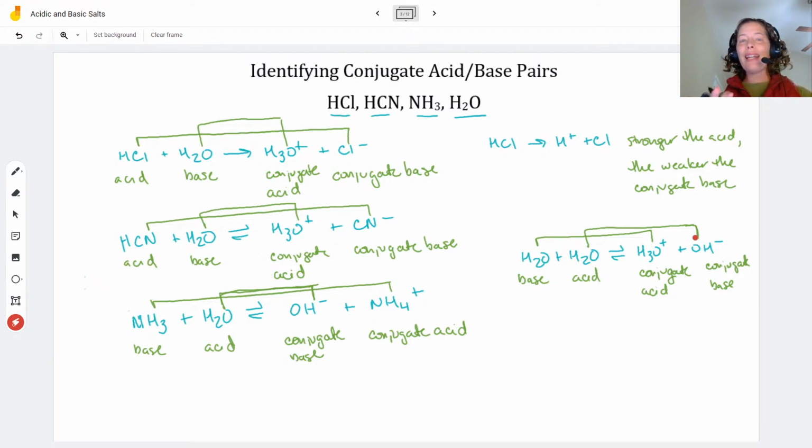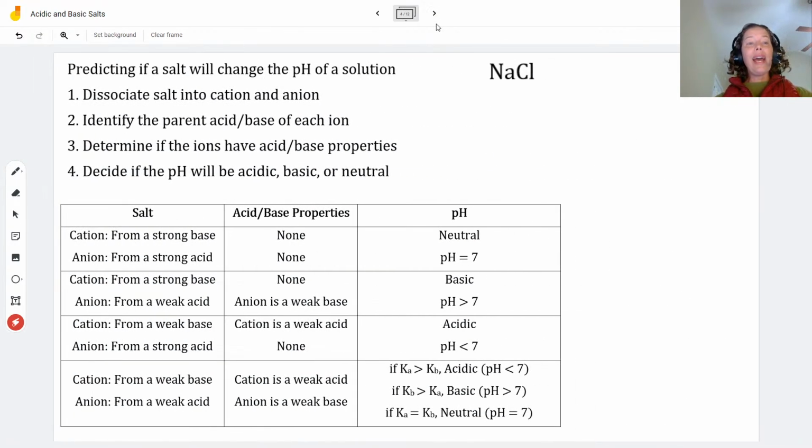Okay, so that is how you identify conjugate pairs and just straight up weak acids, weak bases, strong bases, and of course, water. Okay, now we're going to do some predicting of salts. So this is where we're going to take a salt and we're going to predict, is this salt just going to be neutral? We can just throw the salt in water and the pH isn't going to change. It's still going to be a pH of 7. Or is this going to make the solution acidic or basic?